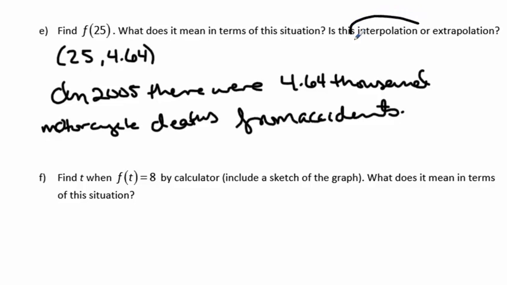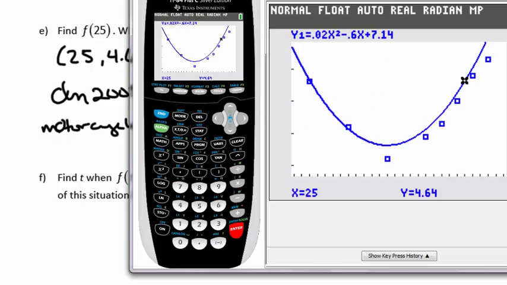We can see from our graph that this is an example of interpolation because the value of x equals 25 is inside, or in between, the data set right here. So this one's an interpolation guess. Remember that interpolated guesses are usually a little bit more accurate than extrapolated guesses.